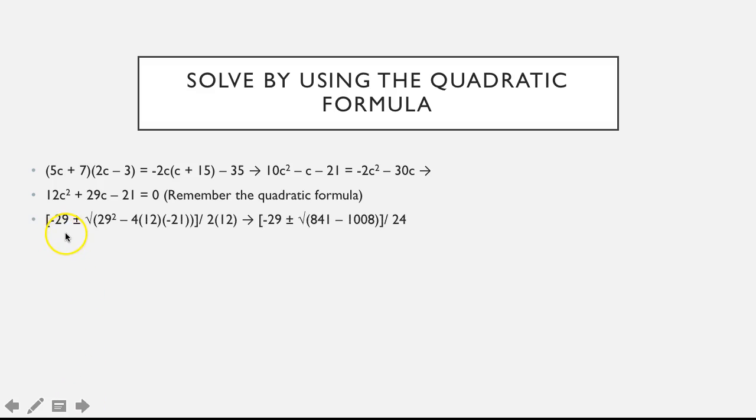So you get negative 29 plus or minus the square root of 29 squared minus 4 times 12 times negative 21, all divided by 2 times 12, which leads into negative 29 plus or minus the square root of 841 minus 1008 divided by 24. Continue simplifying, and you get negative 29 plus or minus the square root of negative 167 over 24.